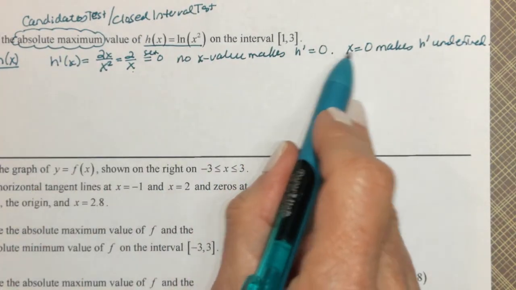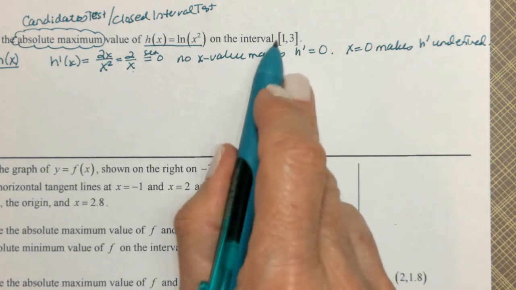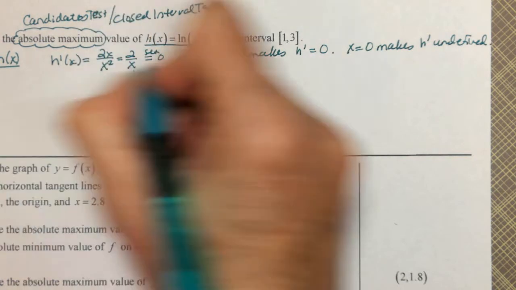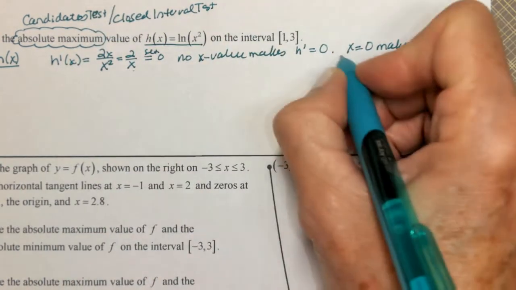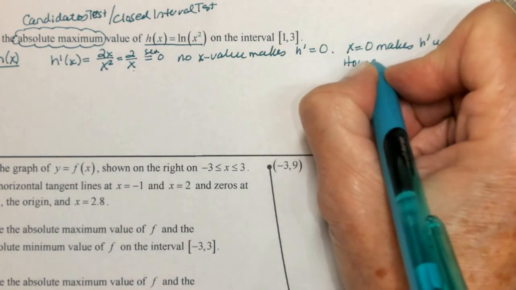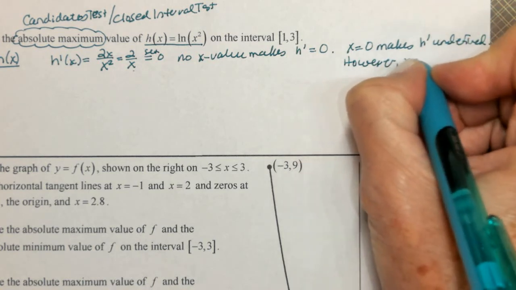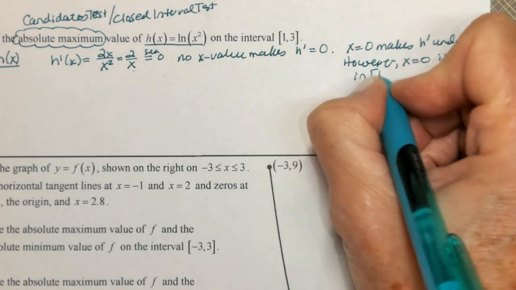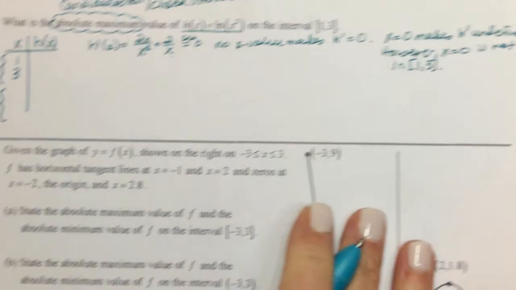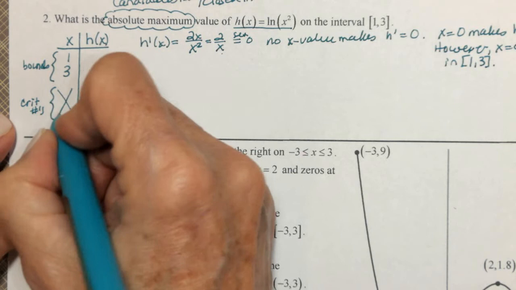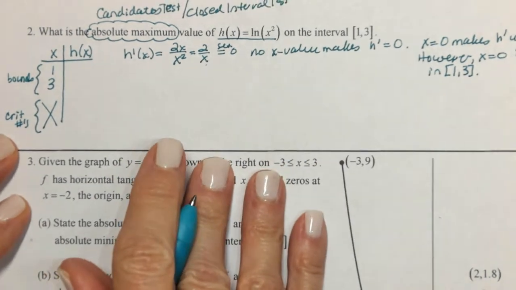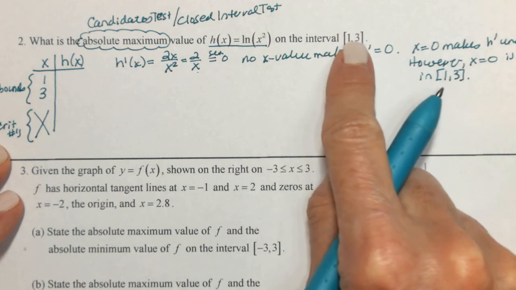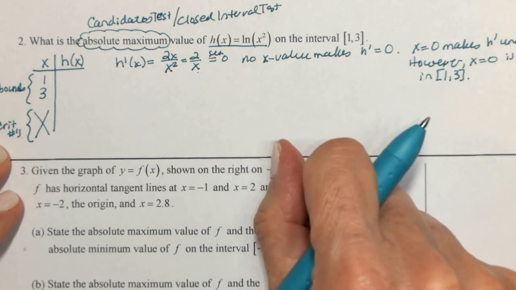However, x equals 0 is not in our interval that we're looking at. So I'm going to say that. However, where should I put that? Right here? However, x equals 0 is not in 1 to 3. So I have no critical numbers that belong on this chart. Okay? If we were doing something else on this, we might need to include 0.